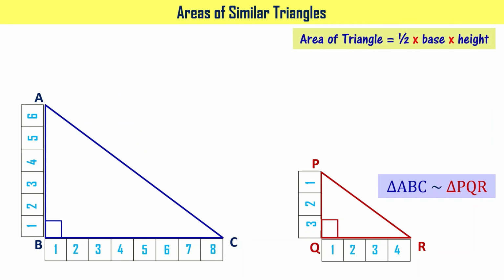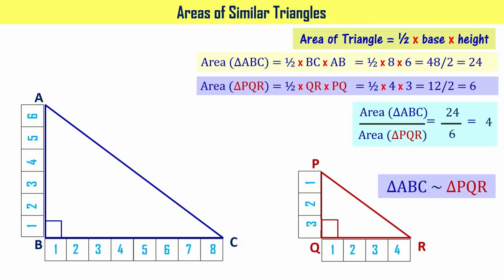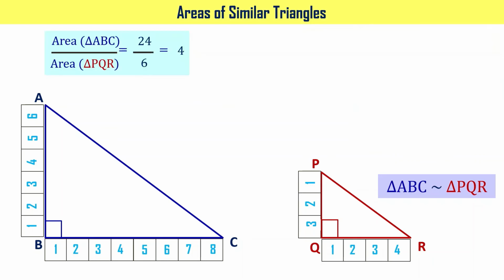And we know that the area of a triangle is defined as half base times height. Here, for triangle ABC, the area can be written as half BC times AB. When you substitute values of BC equal to 8 and AB equal to 6, you will get the area of triangle ABC as 24. Similarly, the area of triangle PQR can be written as half QR times PQ. When you substitute values of QR and PQ and simplify, you get the area of triangle PQR as 6 units. Let's take their ratio. Area of triangle ABC divided by area of triangle PQR is 24 by 6, that is equal to 4. Let's take a note of that.